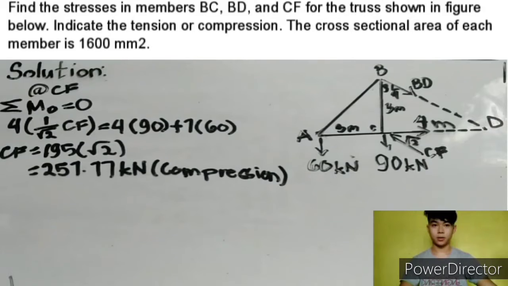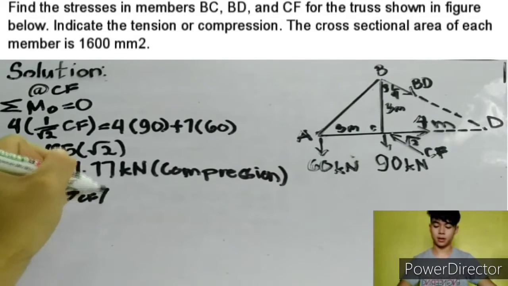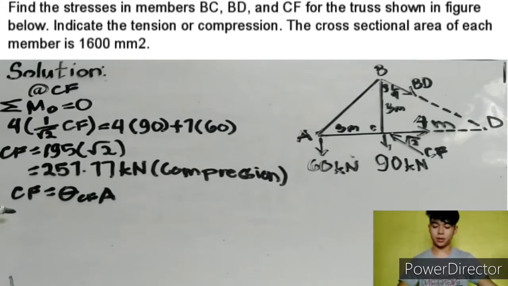So now we can solve the stress in CF. So the formula is the force in CF is equal to the stress in CF times the area. So our CF is 275.77 kilonewton.